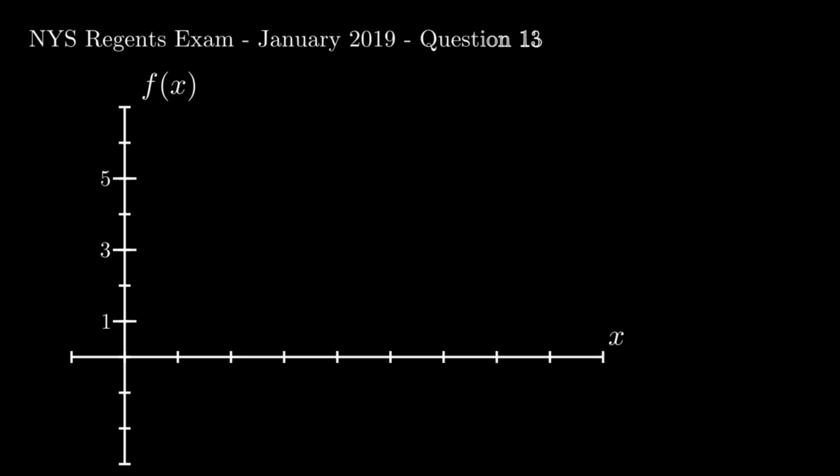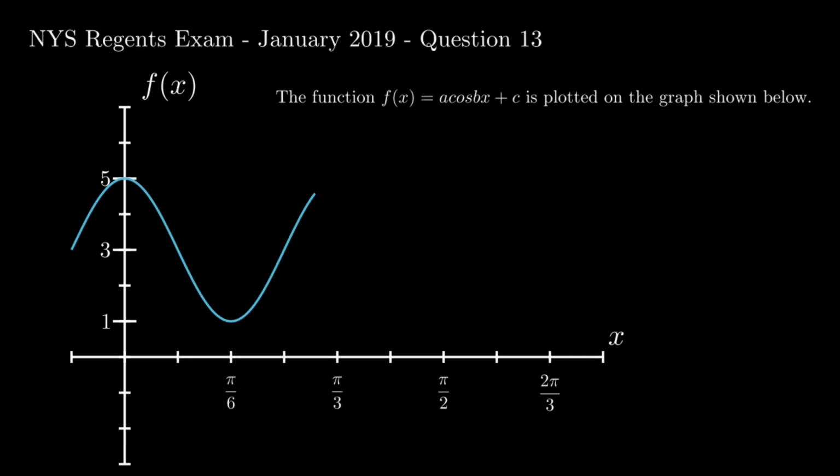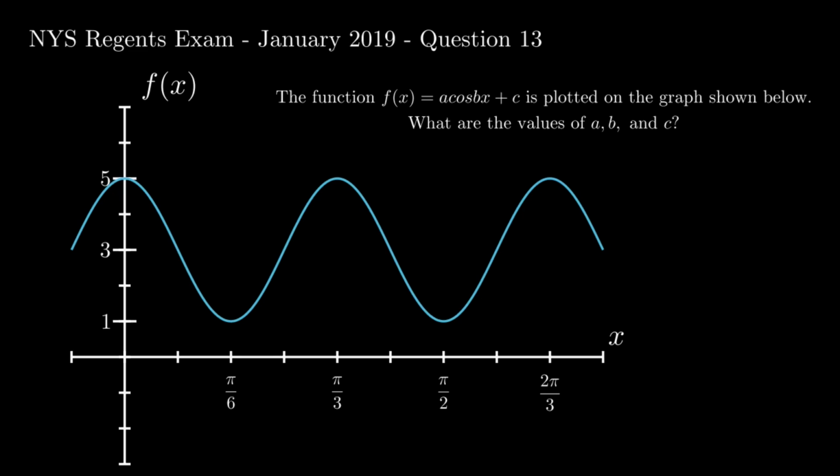This question comes to us from the New York State Regents examination for Algebra 2, administered in January 2019. Question 13 deals with the properties of a trigonometric curve. The function f of x equals a times the cosine of the quantity bx plus c is plotted on the graph shown below. What are the values of a, b, and c?